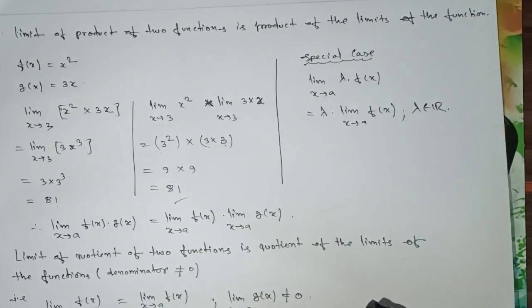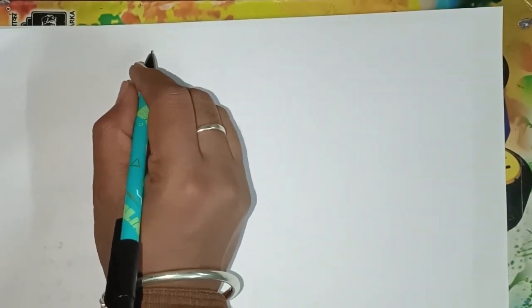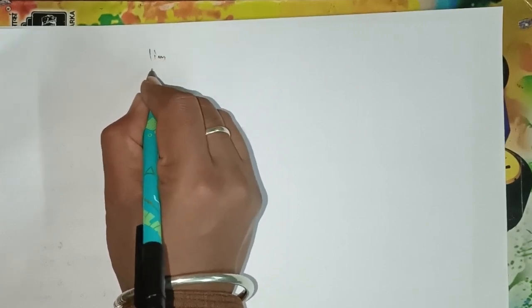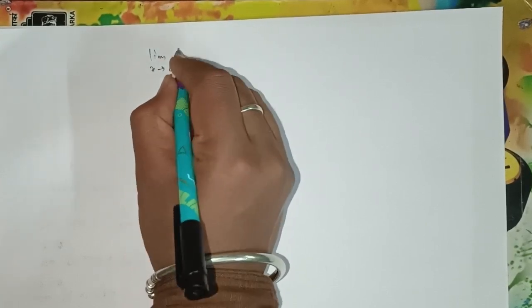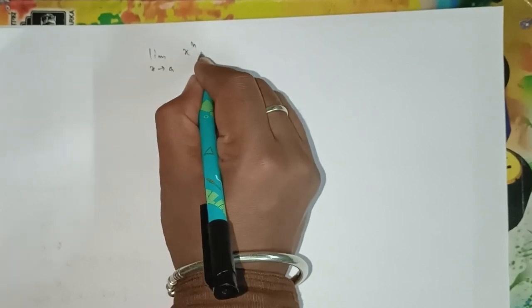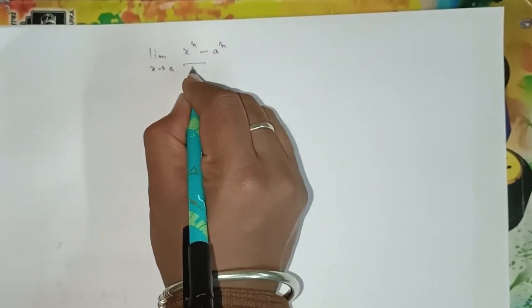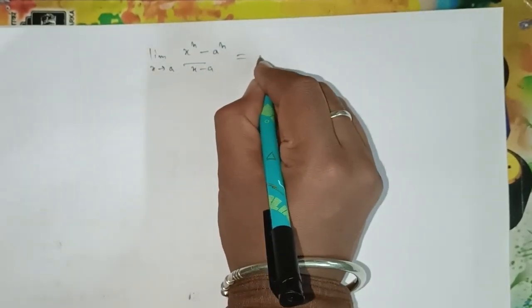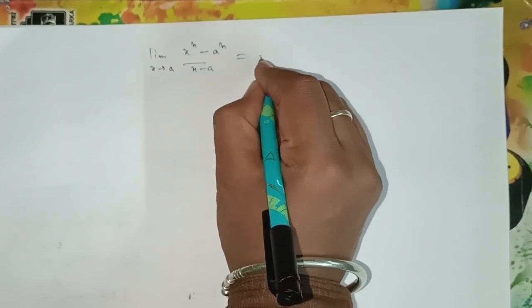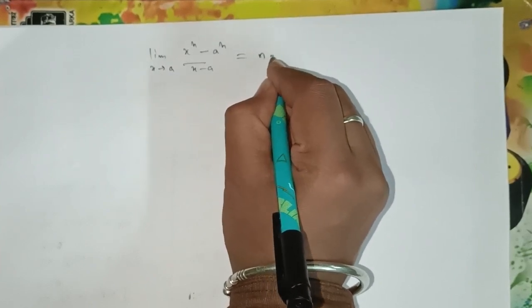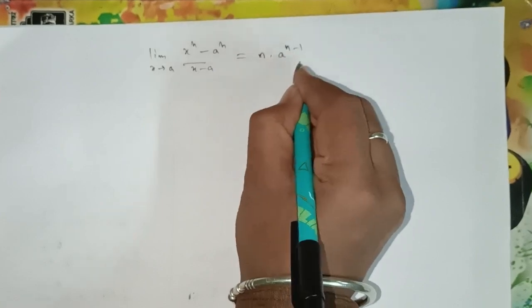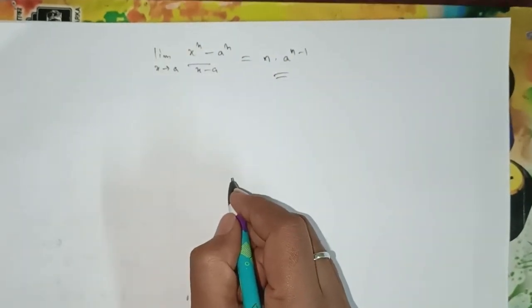Okay, now we're going to see the theorem. Let's see what the theorem says: for any natural number n, the limit as x tends to a of (x^n minus a^n) by (x minus a) equals n into a^(n minus 1). This one I'll get. So let's see.